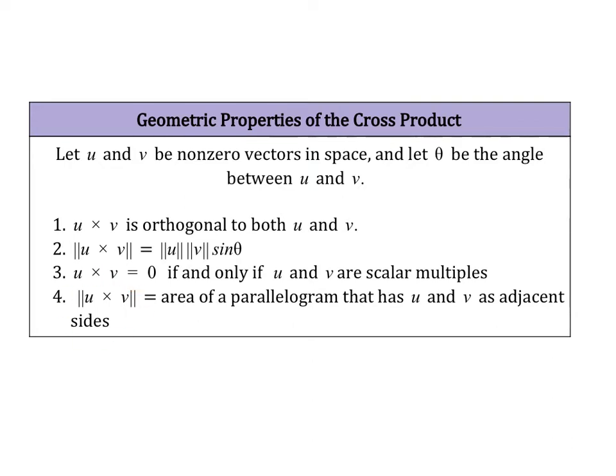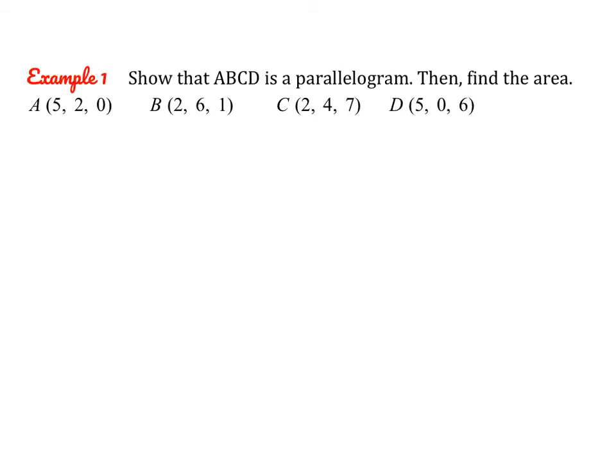One that we're really going to focus on today is number 4, at the bottom. It says that the magnitude of the cross product of vectors u and v will yield the area of a parallelogram, as long as u and v are adjacent sides of the parallelogram. This can be really useful in our geometry application-based problems. So let's give this first one a try.